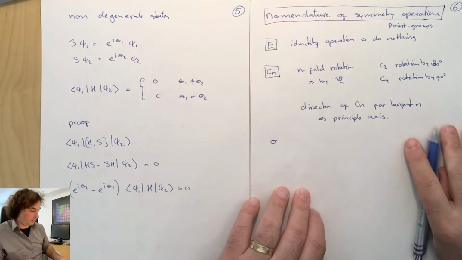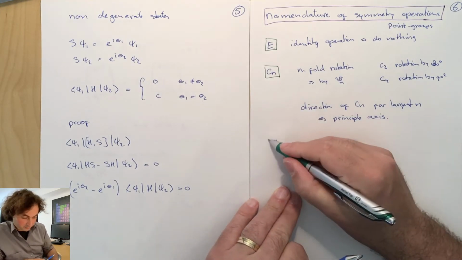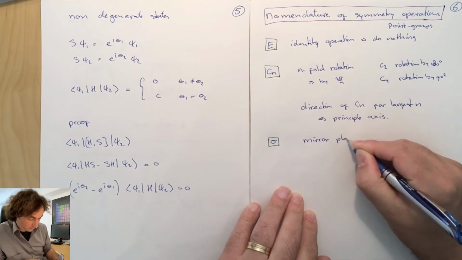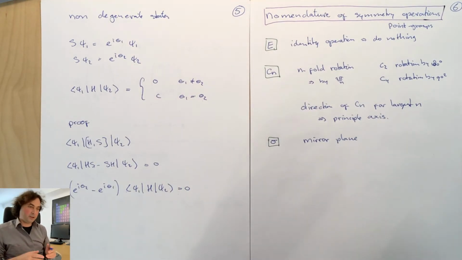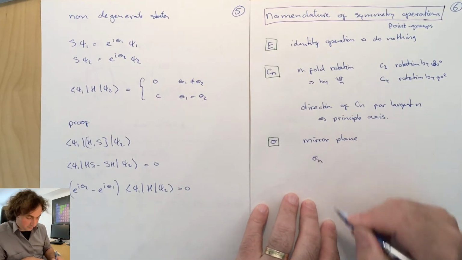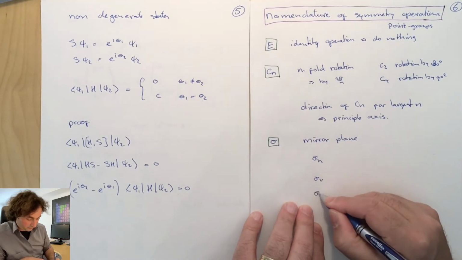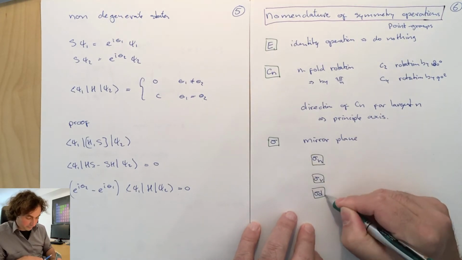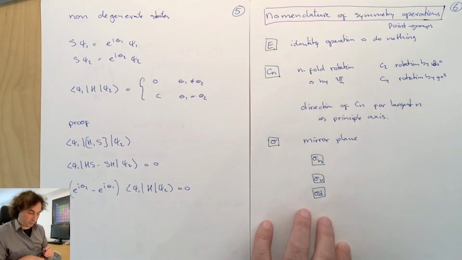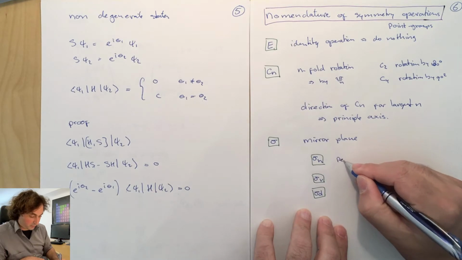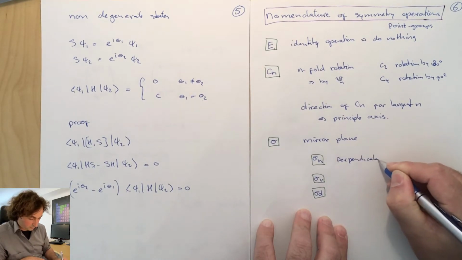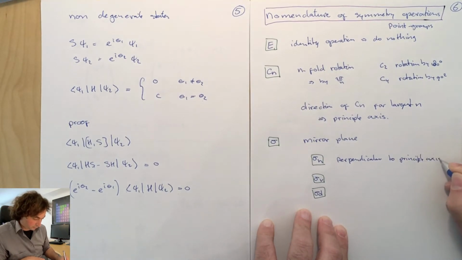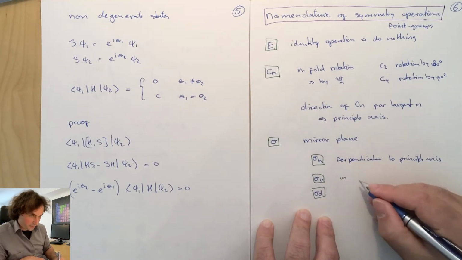Then we can define a mirror plane, defined by sigma. And now you can have different types of mirror planes. We will define sigma H, sigma V, and sigma D, depending on how this mirror plane lies with respect to other symmetry operations that we have. Sigma H is perpendicular to the principal axis. Sigma V includes the principal axis.